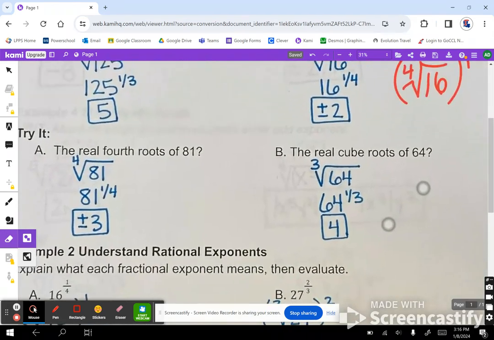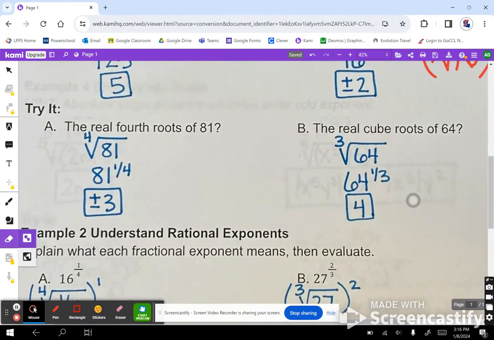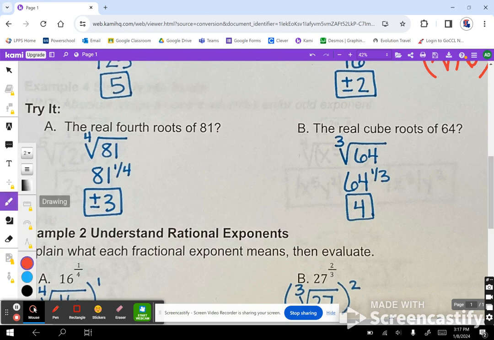Okay, there's the 2 answers for A and B. Same thing. Fourth root of 81, cube root of 64. Write them as both of these. Both of these mean the same exact thing. It's just different formats. Okay.